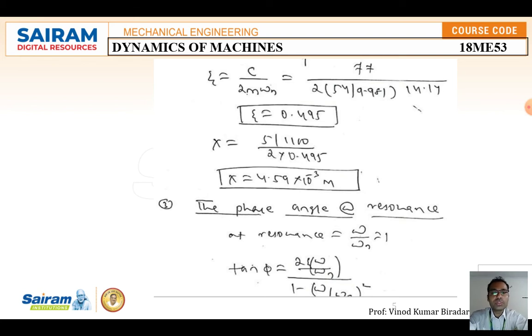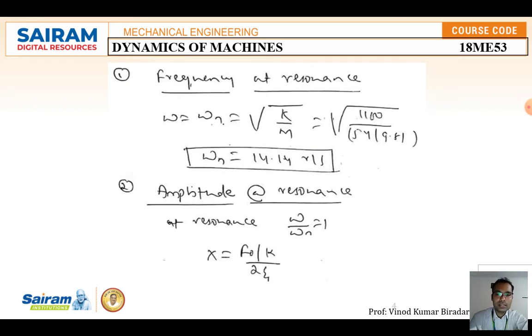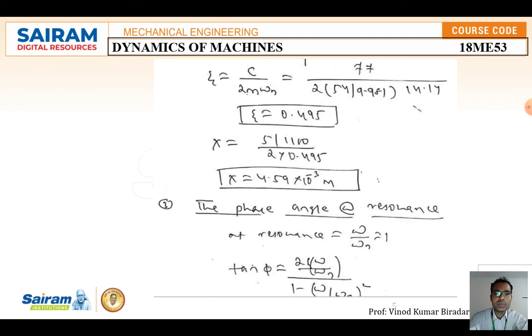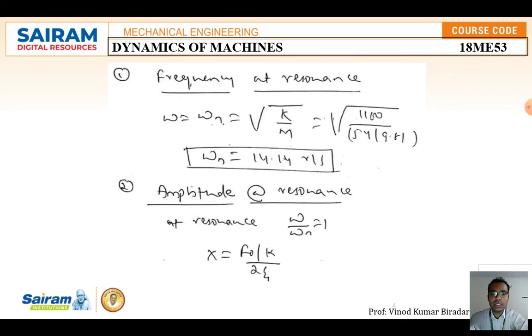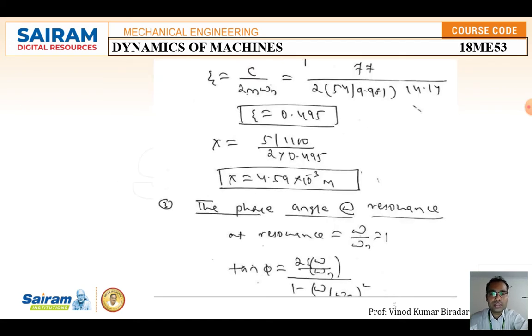Now you substitute in the formula at resonance: X is equal to 5 by 1100 divided by 2 into 0.459. If you substitute, you are going to get the amplitude at resonance, X is equal to 4.59 into 10 to the power minus 3 meter. Third one is the phase angle at resonance. I told you at resonance omega is equal to omega n.